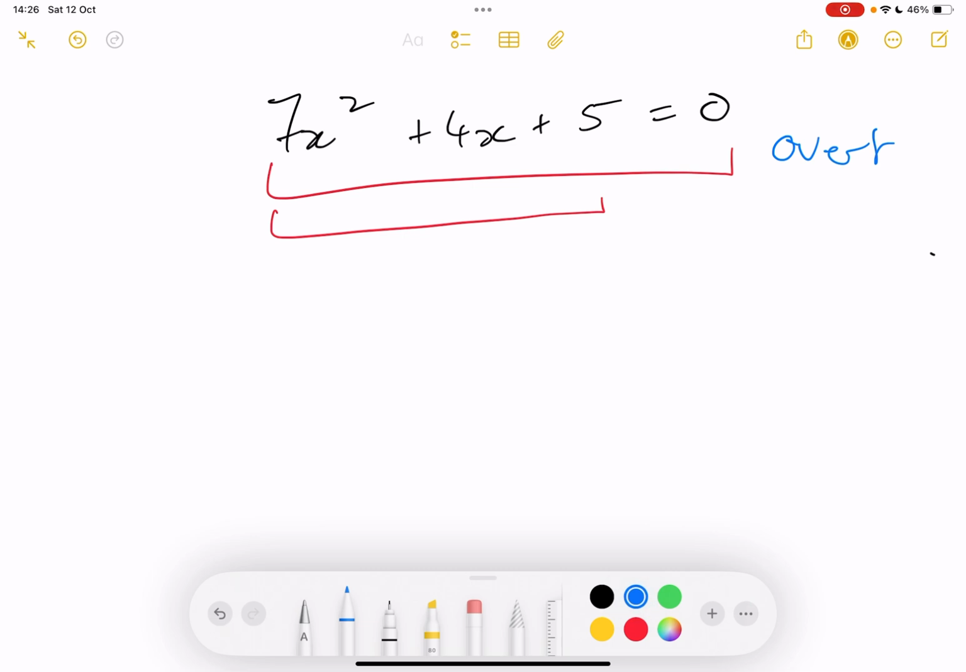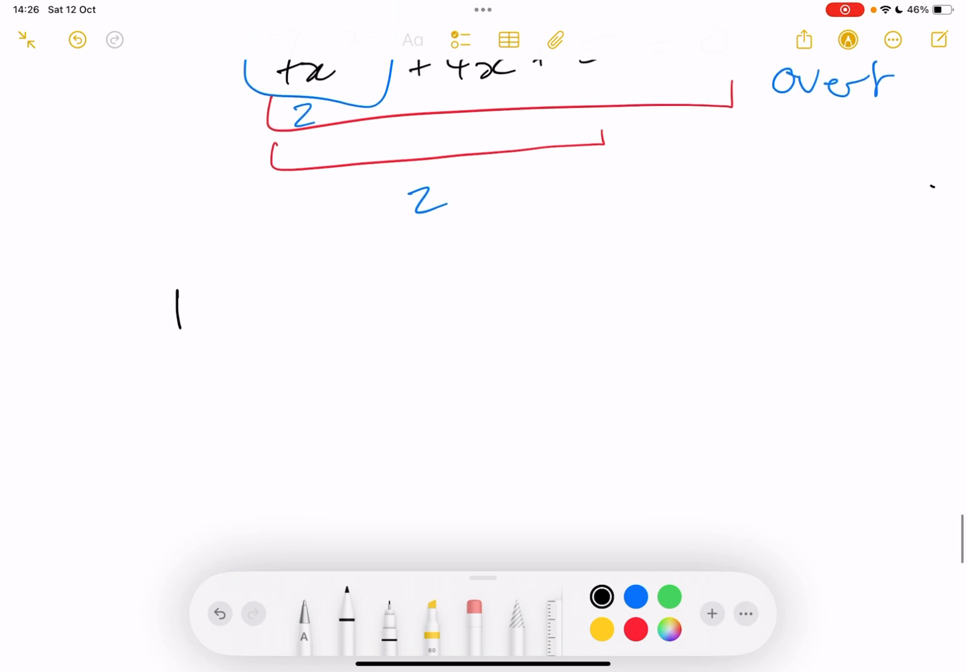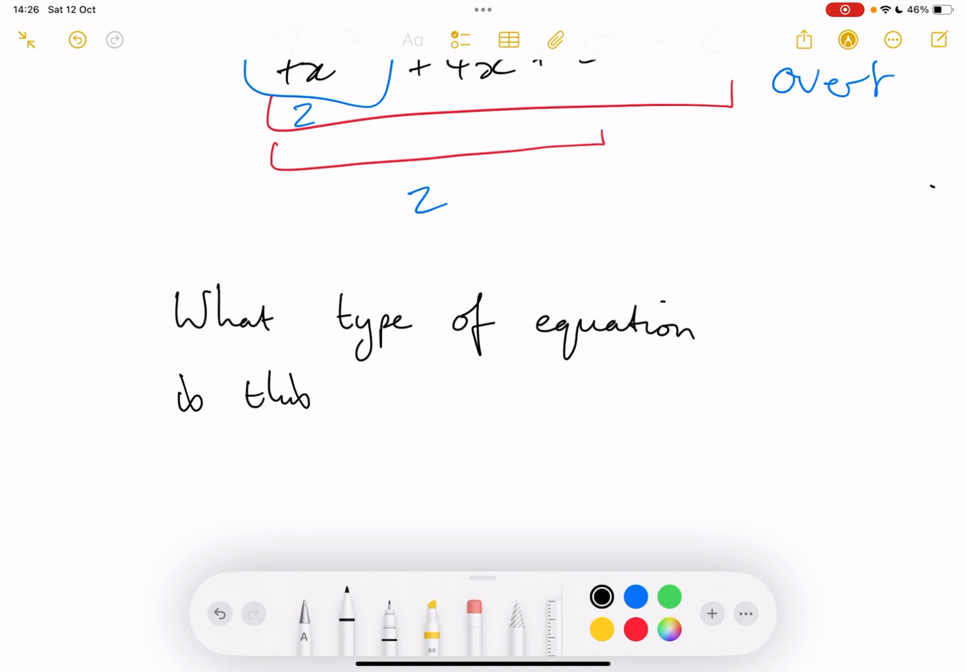I should probably be saying, how do you know the equation is quadratic? Because the expression is quadratic. How do you know the expression is quadratic? Because it's of degree 2. How do you know it's of degree 2? Because the term with the highest degree is of degree 2. Which term is that? 7x squared. That could eventually turn into the question, what type of equation is this?